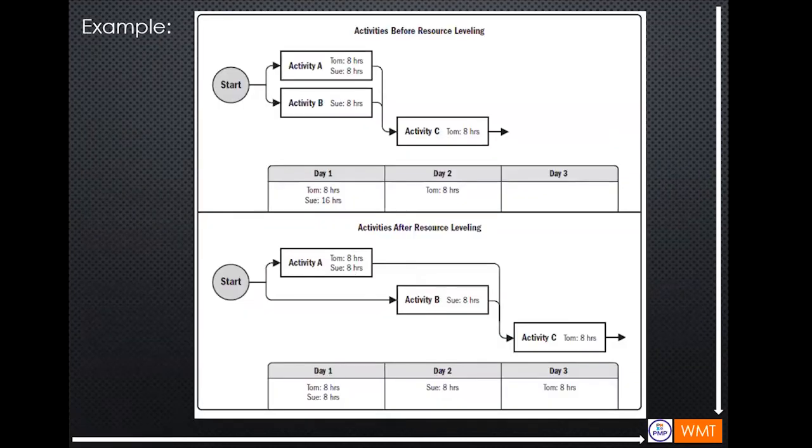So this is an example of resource leveling. Here it shows in day 1, activity A and activity B are concurrent. But one person is doing activity A and activity B. So this one is impossible. So in order to level your resources, you have to adjust your schedule. So instead of only 2 days, it now becomes 3 days.